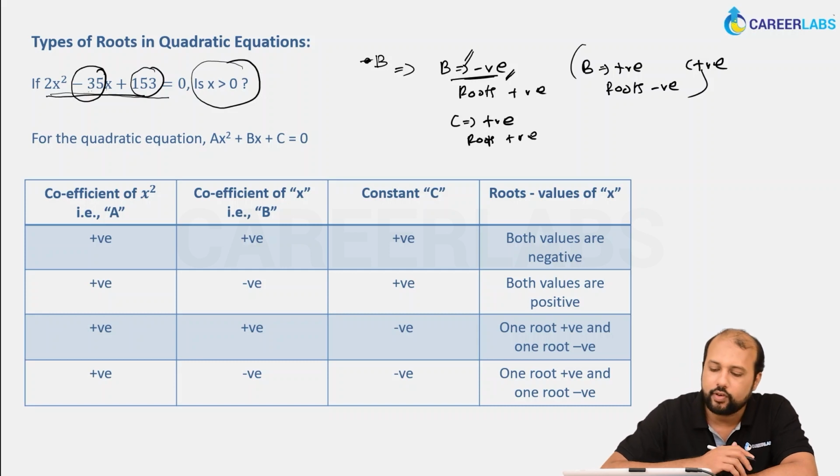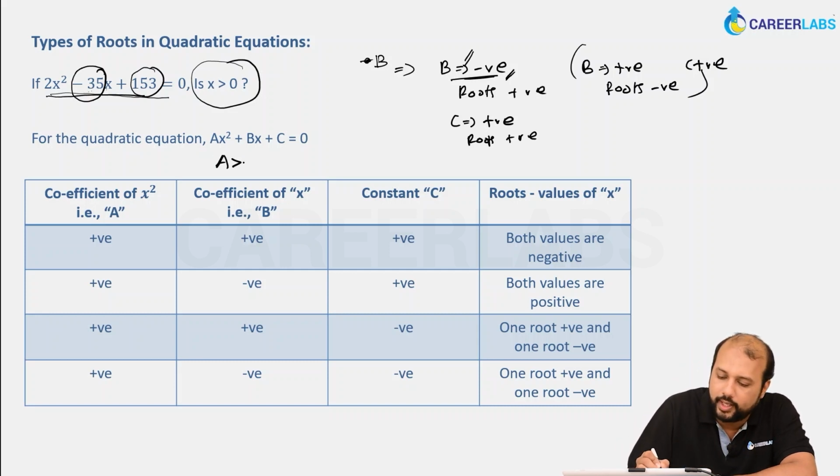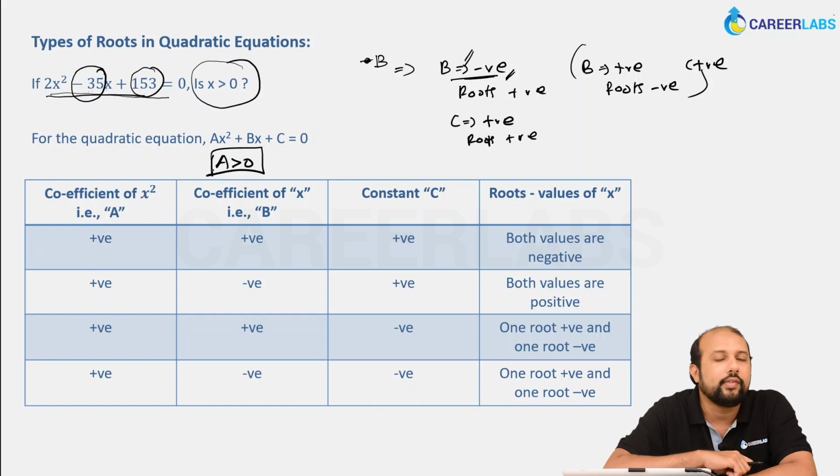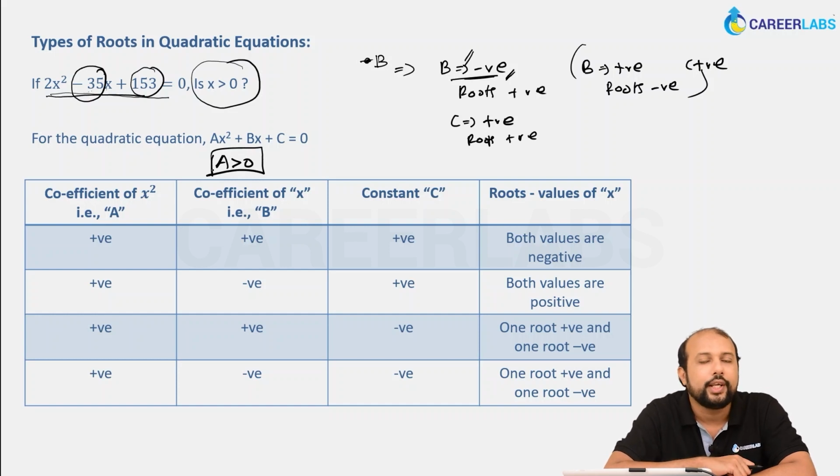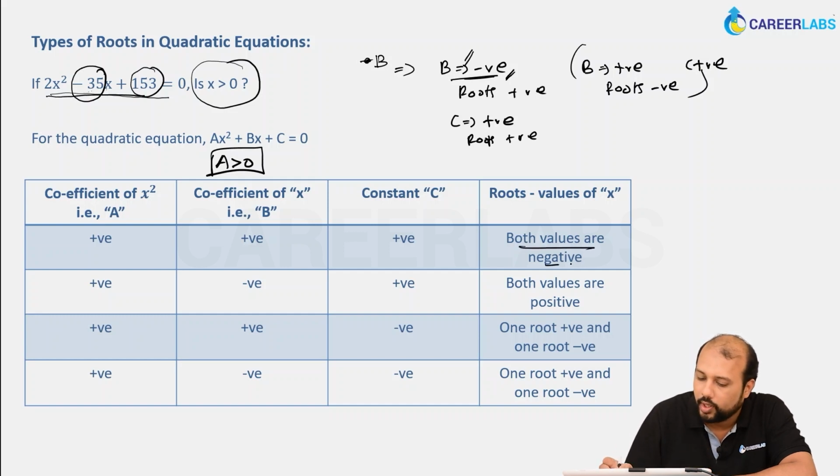Okay, and for this, of course, the main condition is a is always greater than 0, the coefficient of the highest degree is always positive. If it is not positive, first rearrange it in such a way that it is positive. If it is positive, then if we also have the coefficient of x and c also to be positive, then the roots will be both negative. Coefficient of x, b and the constant both positive, then the roots will be both negative. You no need to solve for it.